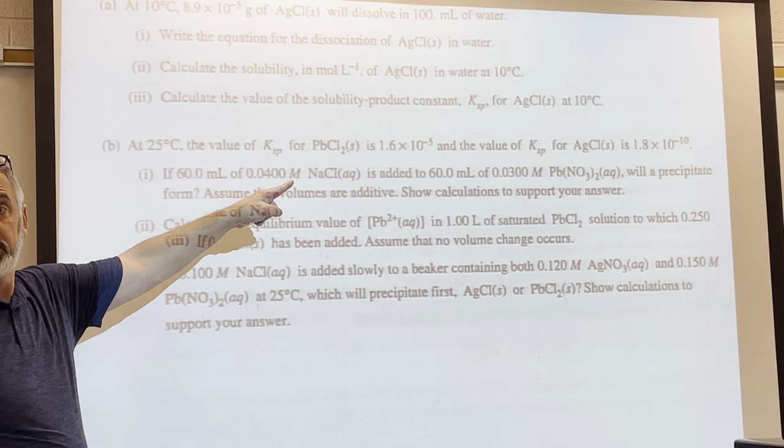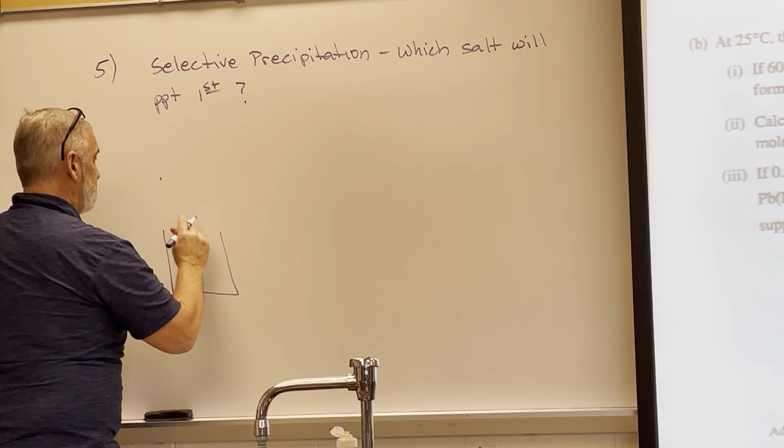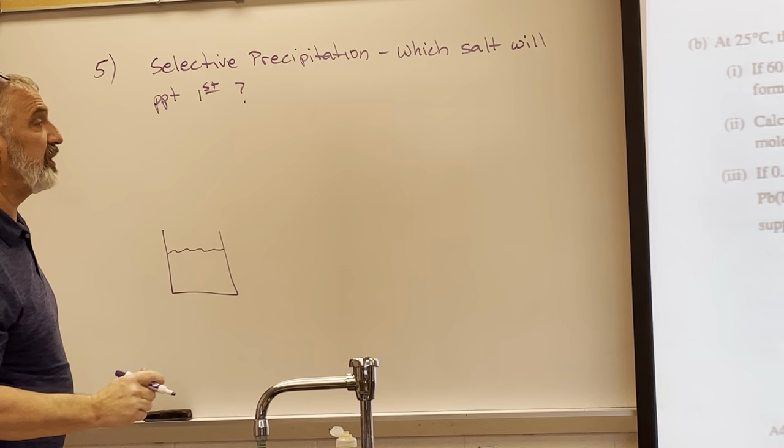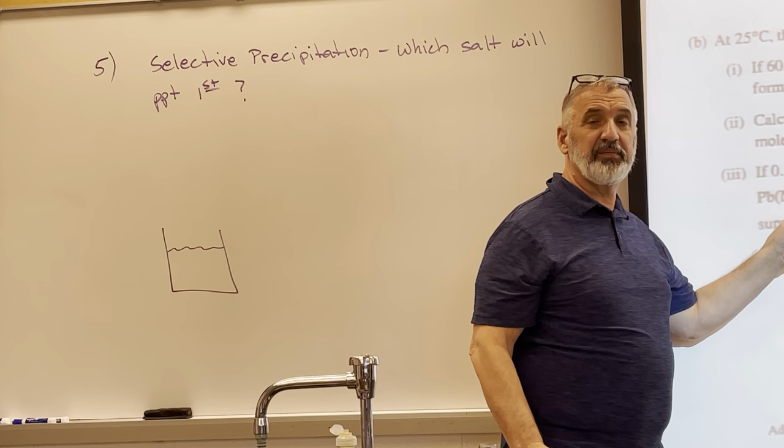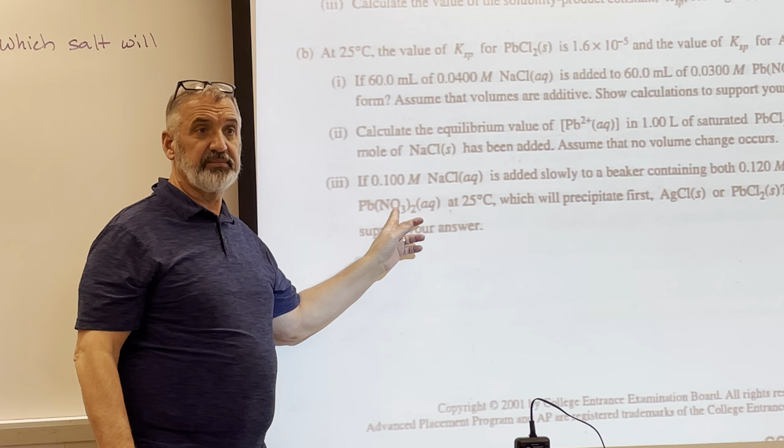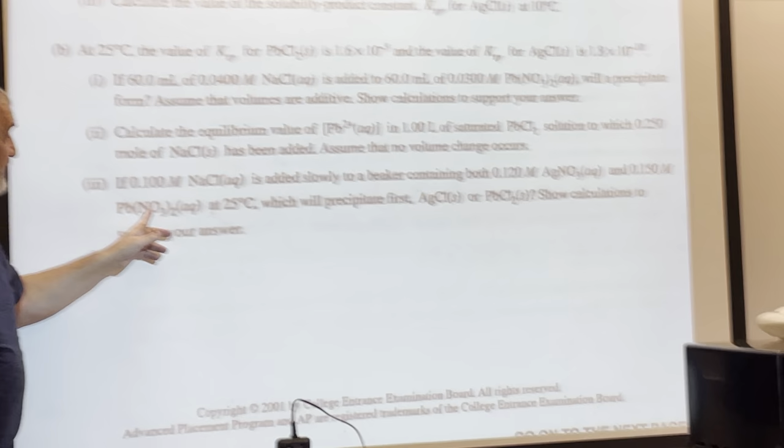So here's the deal. We draw it out. We have a beaker, and in my beaker, I have some 0.12 molar silver nitrate and lead nitrate. Now do you think the nitrate is going to be of any importance? What's the nitrate going to be? Just a spectator ion. Because when I'm adding sodium chloride to lead nitrate, what's my precipitate going to be?